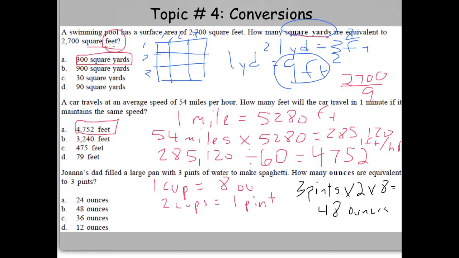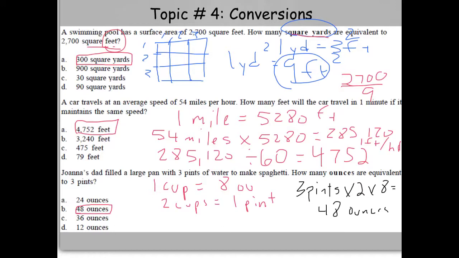So what you should have got was, if we have 3 pints, multiply to figure out the number of cups. We multiply by 2. And multiply by 8 to find the number of ounces. 3 times 2 times 8 is 48 ounces. So our answer choice would be B. Did you get all those right?